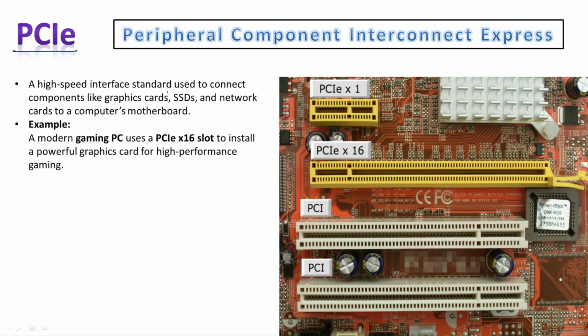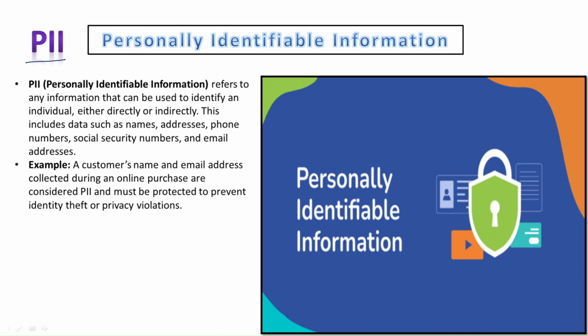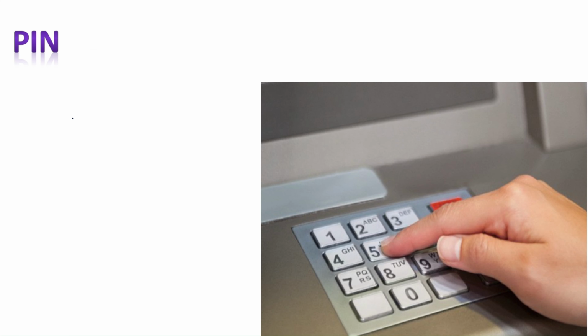PII, that is Personally Identifiable Information. So PII, personally identifiable information, refers to any information that can be used to identify an individual either directly or indirectly. This includes data such as names, addresses, phone numbers, social security numbers, and email addresses. For example, a customer's name and email address collected during an online purchase are considered PII and must be protected to prevent identity theft or privacy violations.